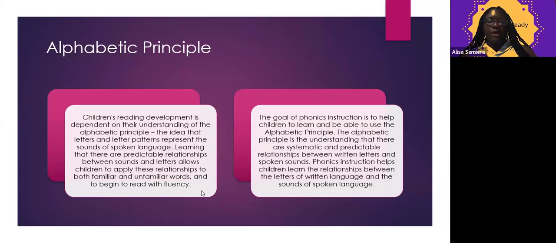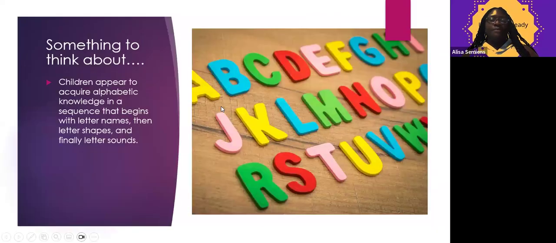Alphabetic principle. So children's reading development is dependent on their understanding of the alphabetic principle, the idea that letters and letter patterns represent the sounds of spoken language, right? It's understanding that the letter M makes the sound "mm," right? So you're connecting the grapheme, which is the written letter, to the sound. Something to think about: children appear to acquire alphabetic knowledge in a sequence that begins with letter names, then letter shapes, and finally letter sounds.